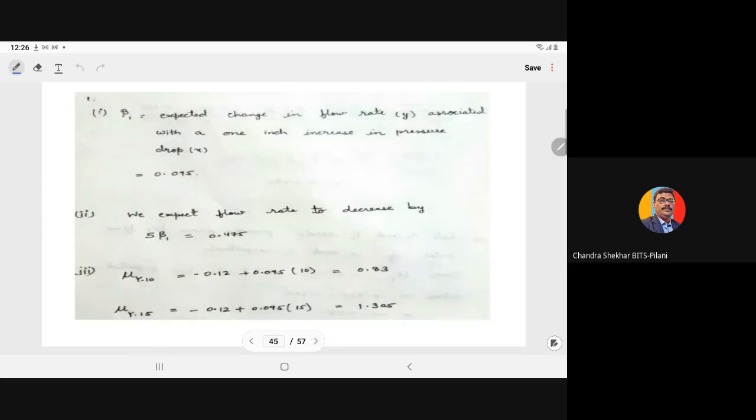So beta 1 is the expected change in flow rate y associated with 1 inch. Otherwise it will be beta 1 into whatever the difference is in the increase in pressure drop x. Beta 1 is given to you as 0.095. So that will be the change in the flow rate.